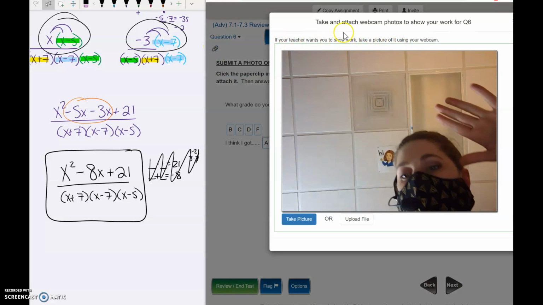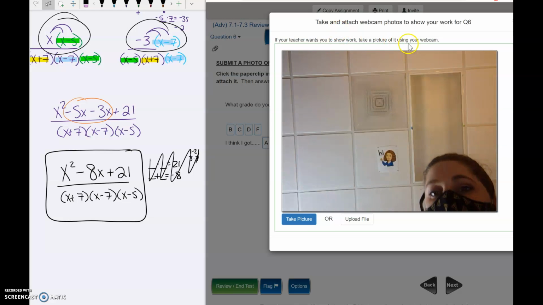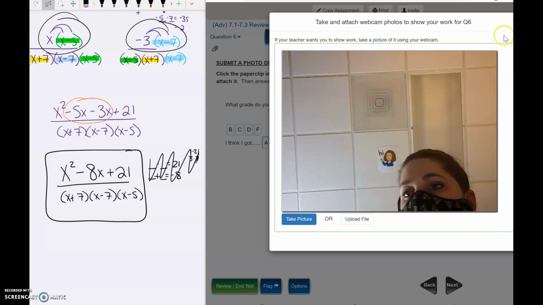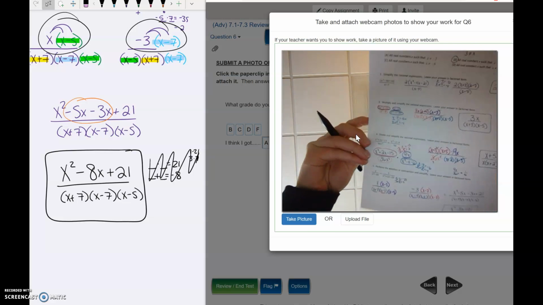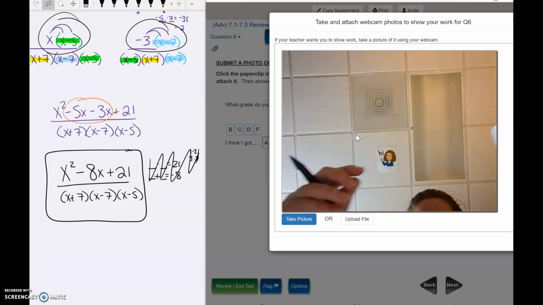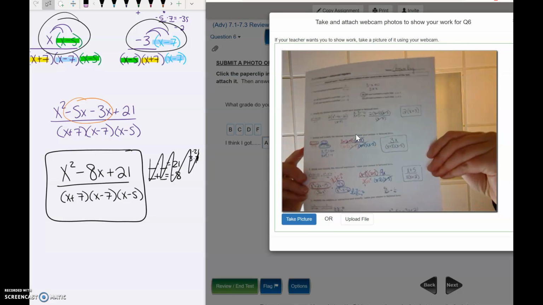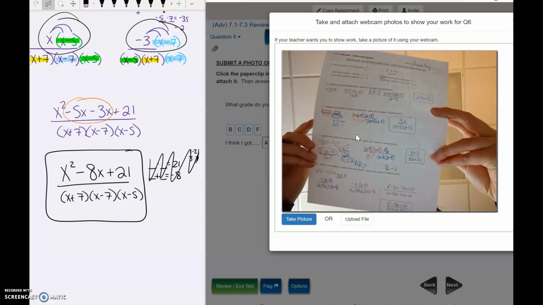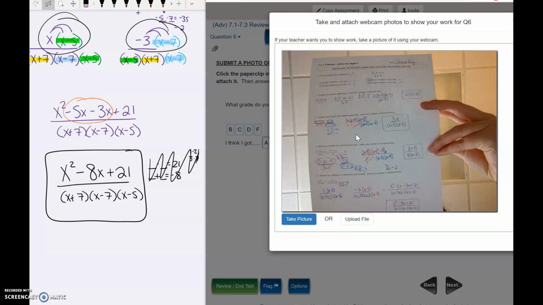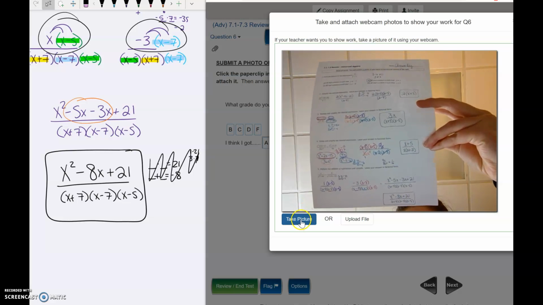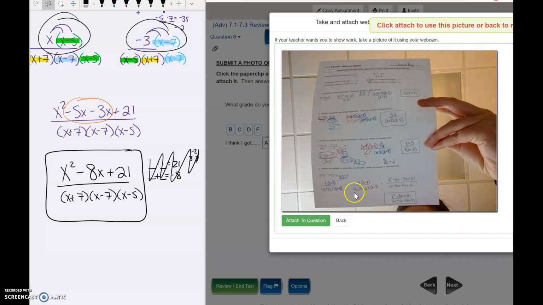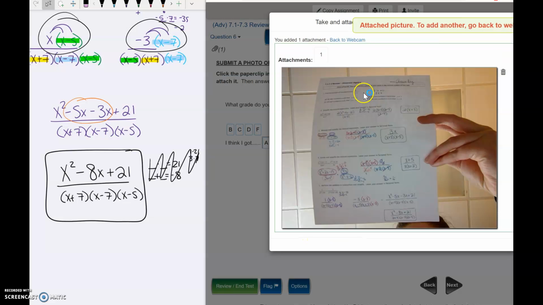If your teacher wants you to show work, hi, that's me. If your teacher wants you to show work, take a picture of it using your webcam. And I don't know if there's a way to switch which camera you use, but you would just hold your work up, try to get it all in there. This is weird, but yeah, get your work in there as clearly as possible so that we can definitely see all of your work. Take a picture. And then you can click attach to use this picture or back to retake. So I'm going to say attach to question.